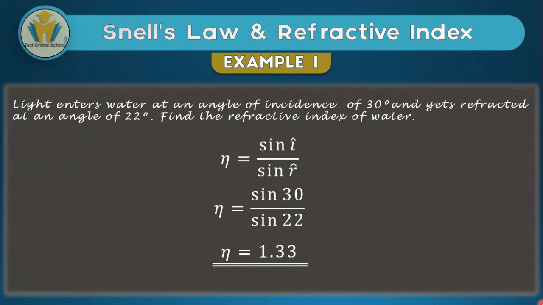Now, sometimes this question might be made a bit tricky. It's not making it even difficult. It's just trying to see if you have understood how this formula works. You might be asked to find the angle of refraction. Let's say we were asked to find this 22 degrees. In the question, we're just given the refractive index and the angle of incidence. How could we find the angle of refraction?